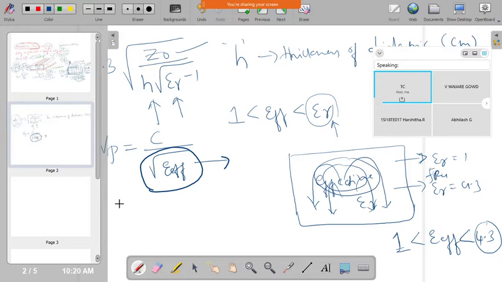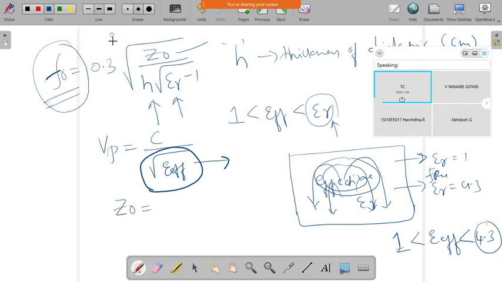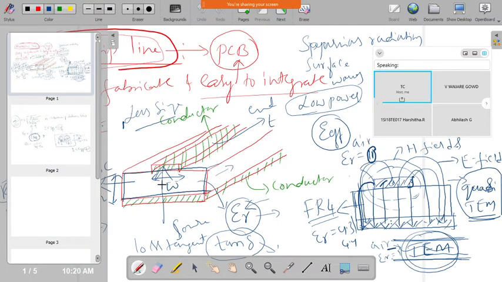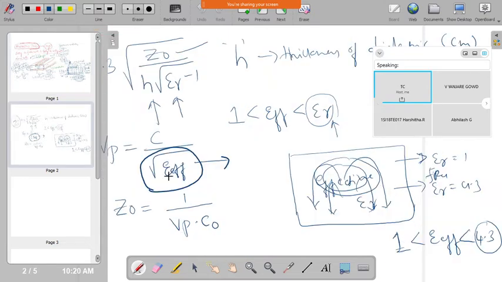Okay, and we can also define Z0, the characteristic impedance of the microstrip line, in terms of the phase velocity and C0. Since it is a two conductor system, there is a capacitance existing between the two. If you have two conductive plates with a medium in between, a capacitance exists. So we have the capacitance per unit length, C0. Now we can define the characteristic impedance of the microstrip line by using this equation.